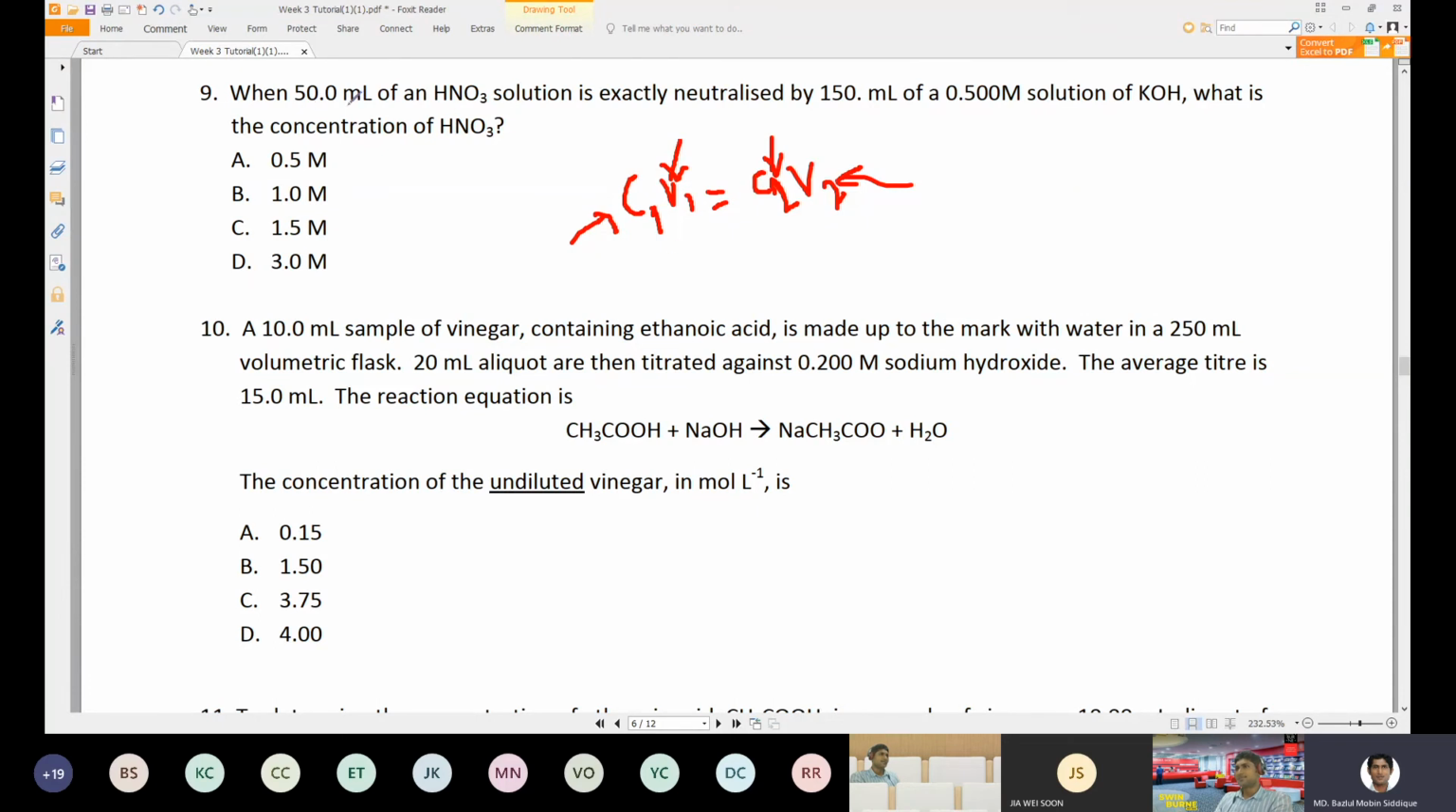So here V1 is given, and this is V2 and C2. If I want to find C1 here, because V1 is given but C1 is not, I will divide these two by the volume V1, and of course the volume should be in liter. So from there we will find the concentration is 1.5 molar.